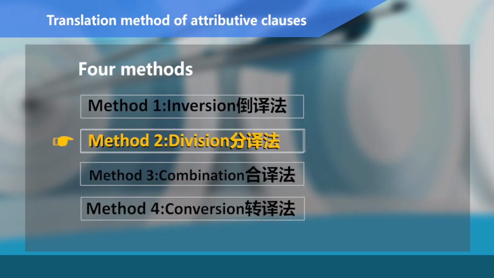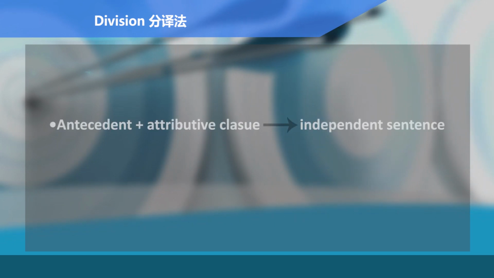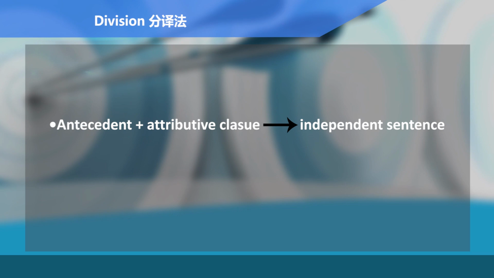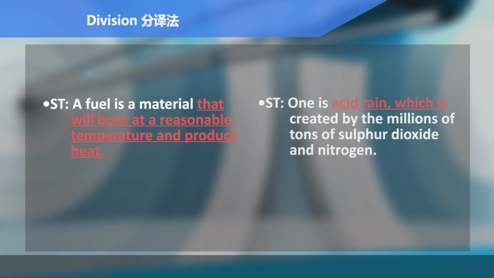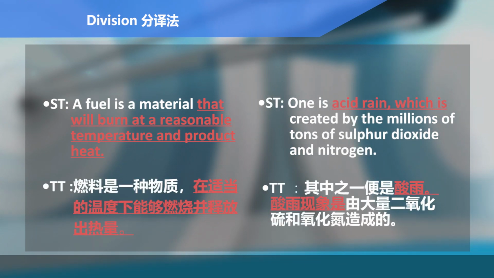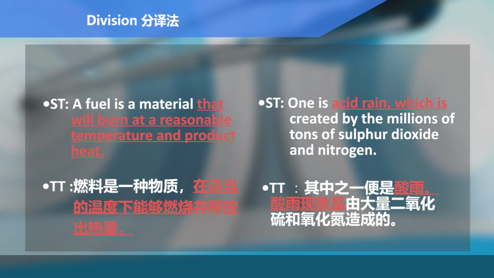Method 2, division. Division means that in the translation of EST, some attributive clauses can be separated from their antecedents and translated into an independent sentence. Example 3 and 4 are given to indicate the application of division. Please have a look at example 3 and 4.